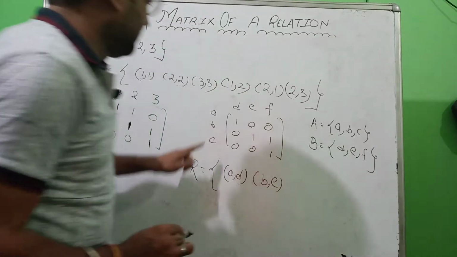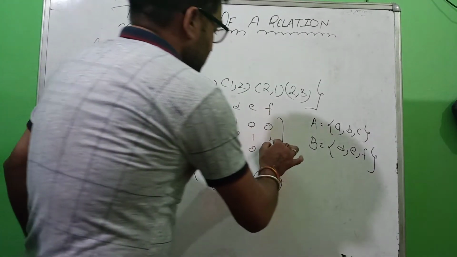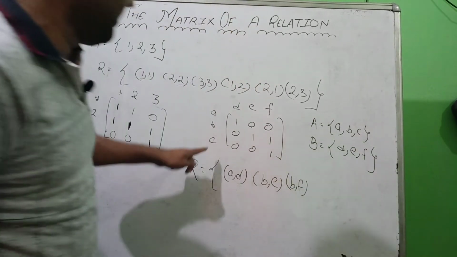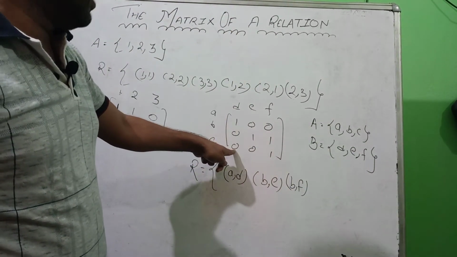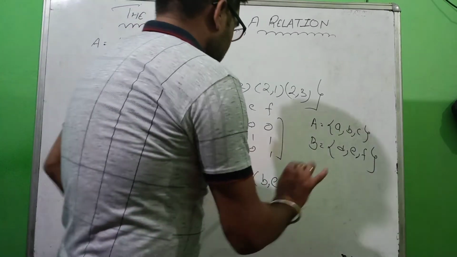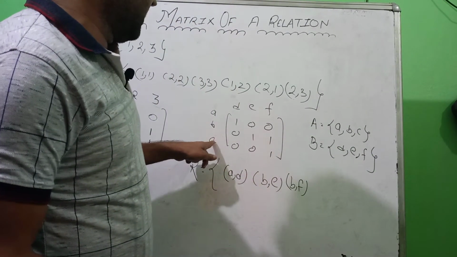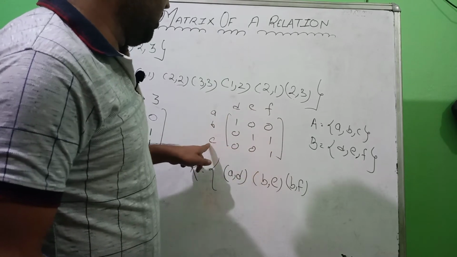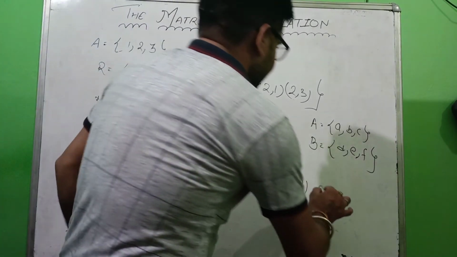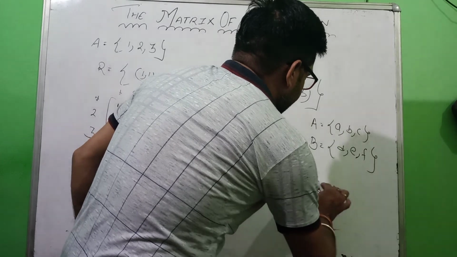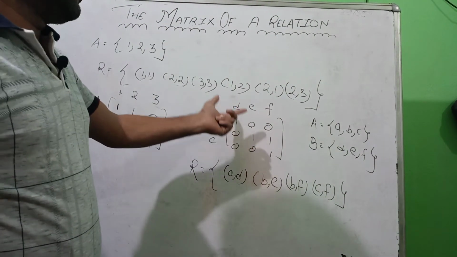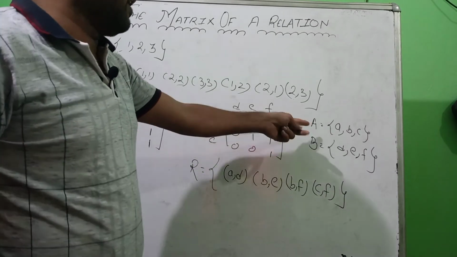Okay guys. Then B related to F? Yeah, you have 1 here, so (B, F). Okay guys. Then C related to D? That is 0 here, so there is no connection between C and D. Then C and E, again you have a 0. Then C related to F? Yes, you have, so that is (C, F). So this is the relation which is represented by the matrix.